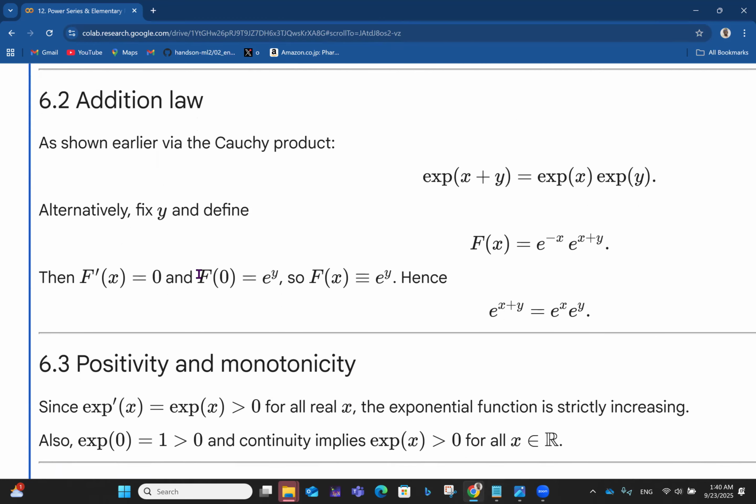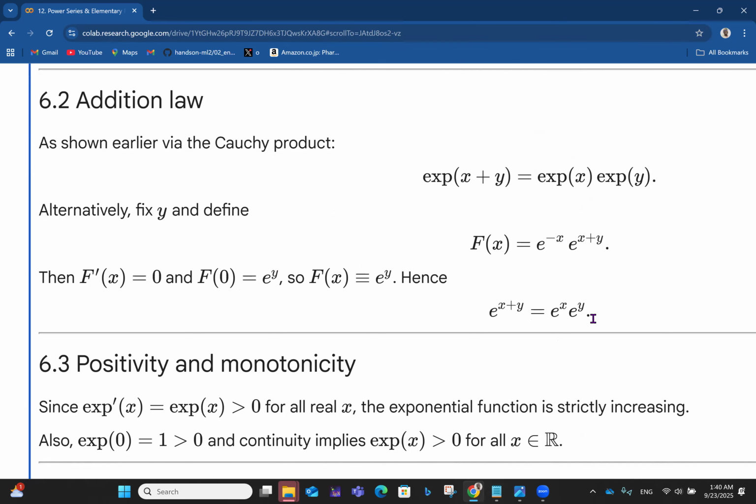For the addition law now, as shown earlier via the Cauchy product, exp of x plus y is the same thing as exp of x multiplied by exp of y. Alternatively, you can fix y and define f of x equals e^(-x) times e^(x+y). Then f prime of x, we differentiate, f prime of x will be 0 and f of 0 is e^y. So f of x is e^y.